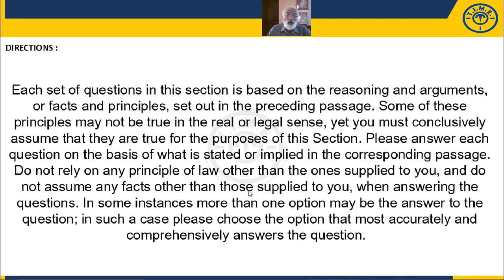In some instances, more than one option may be the answer to the question. So I could have two choices that seem to answer the question. But in such a case, please choose the option that most accurately and comprehensively answers the question, which means one addresses the question in some vague fashion or in some slightly incomplete fashion, whereas one gives me a clear picture of why it is the answer to the question. So you choose the option that's most accurate and comprehensive in answering the question. All right, so this is how the directions would run.